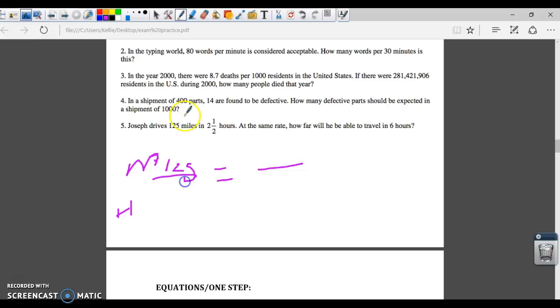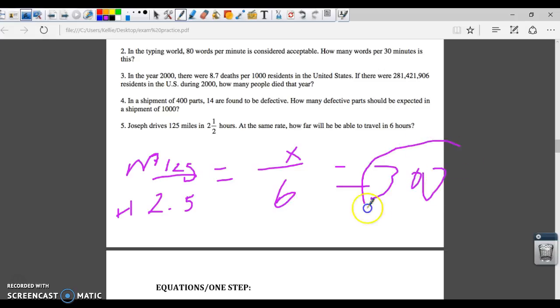Miles, 120 and 2.5. Don't have to keep this one a fraction. Remember, 1/2 is 0.5. At the same rate, how far will we be able to drive in 6 hours? So that hours is going here. Your x is with the miles. Again, same process, cross multiply and divide. So we have our 120 times 6 and divide that by 2.5. 300 is the answer for that.